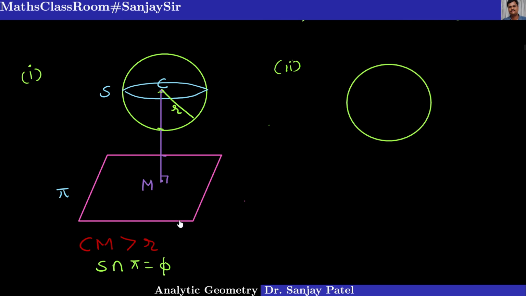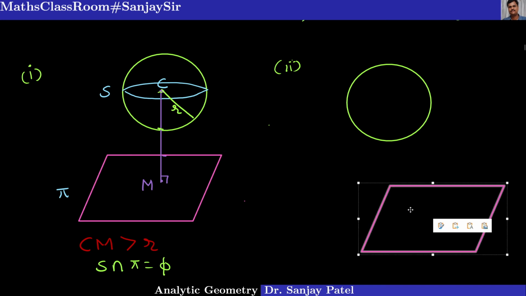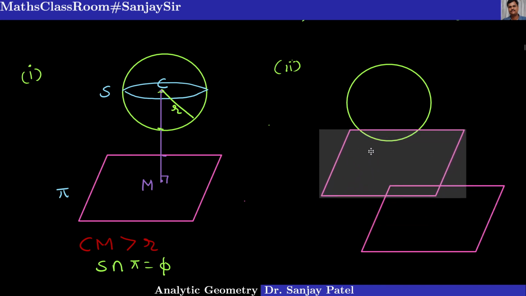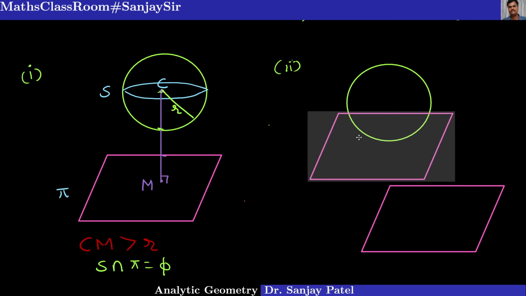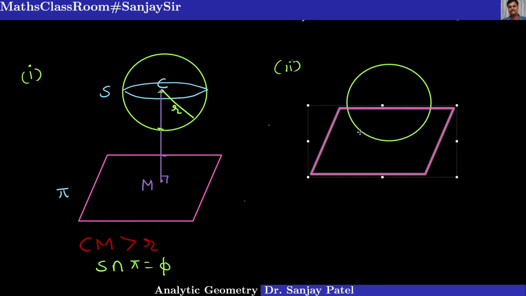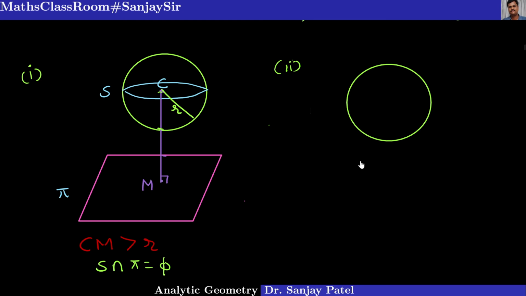I am also copying this and keeping it over here. Now in this case, this is my sphere with center C and radius R. And I have a plane like this. This is a plane.